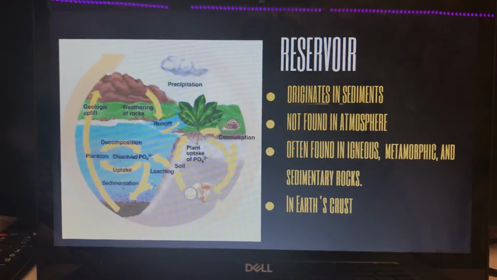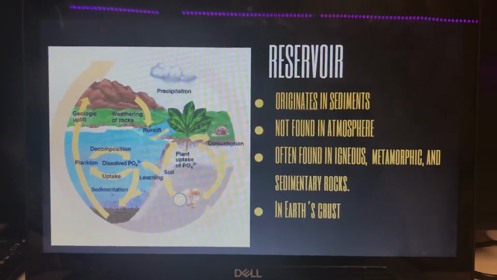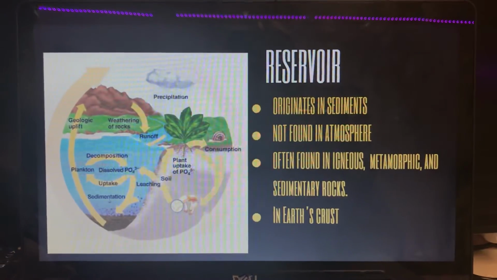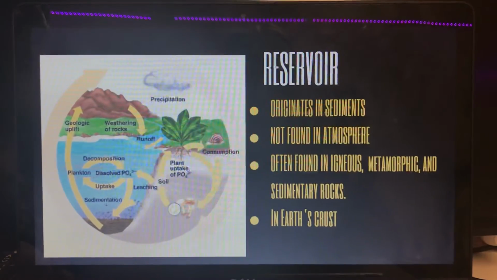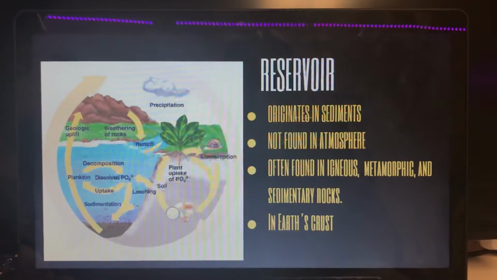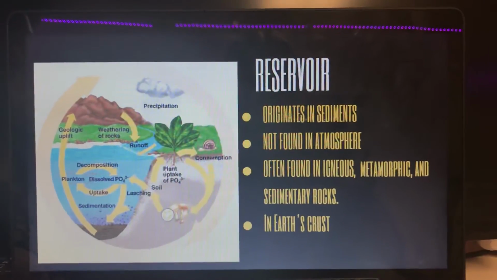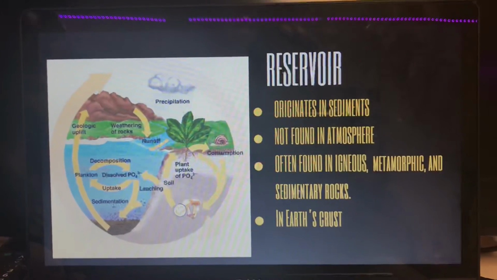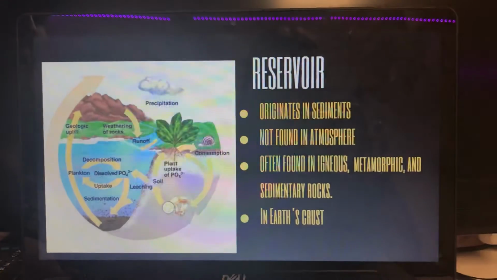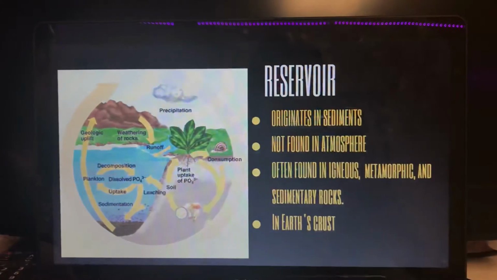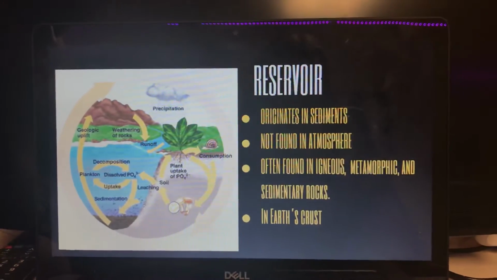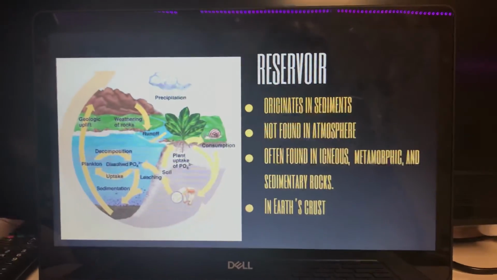In the phosphorus cycle, our reservoir is different from other cycles. We're not in the atmosphere or in the ocean. Instead, we're in the Earth's crust, also known as sedimentary, because phosphorus comes from different types of rocks. We've got igneous, metamorphic, and most importantly, sedimentary rocks. The phosphorus is stored inside the rocks, and then from there, the rocks weather and the cycle begins. But our reservoir is most importantly in the Earth's crust, where the whole transportation takes place.